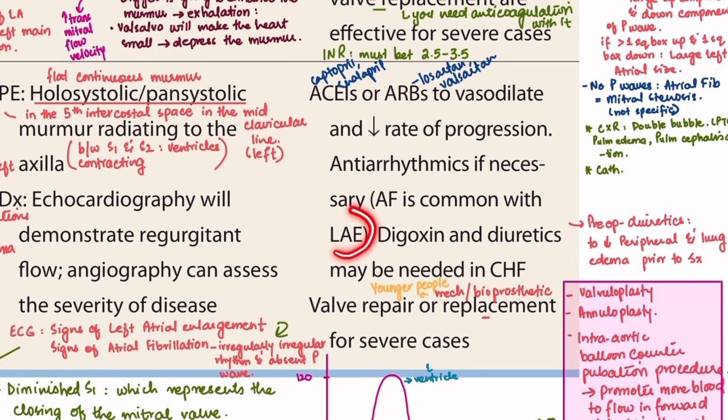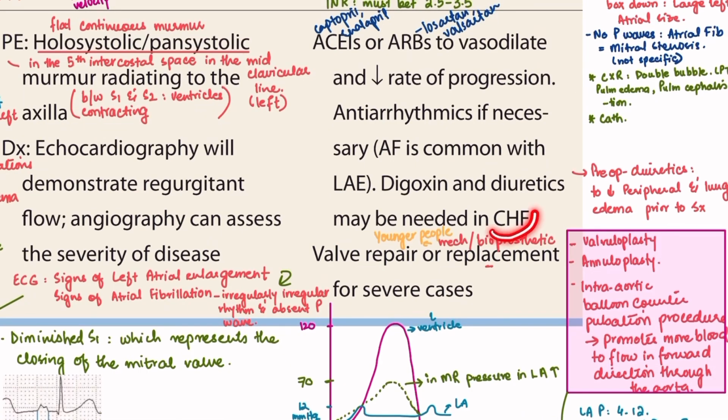We also know that anytime there is left atrial enlargement, it can result in atrial fibrillation. So we need to give antiarrhythmics for that so that we can make sure that there's no clot formation and no clot dislodgement. If it causes congestive heart failure, we need to give digoxin and diuretics as well.